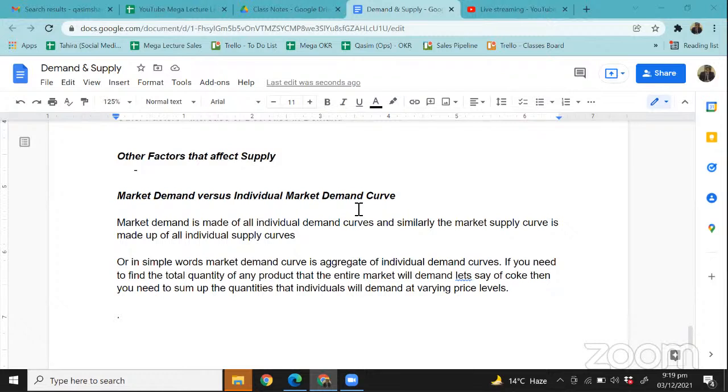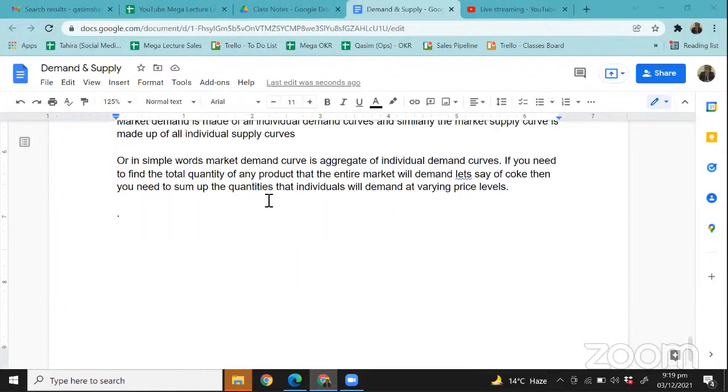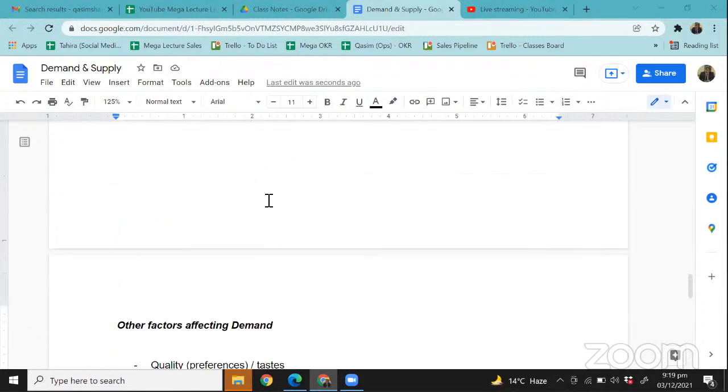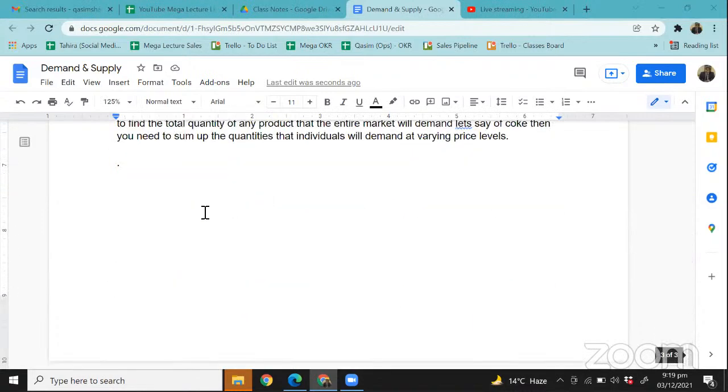And how can we do that? We can simply do that by adding up the individual demand curves. How do we add up the individual demand curves? Now, to give you a quick idea.